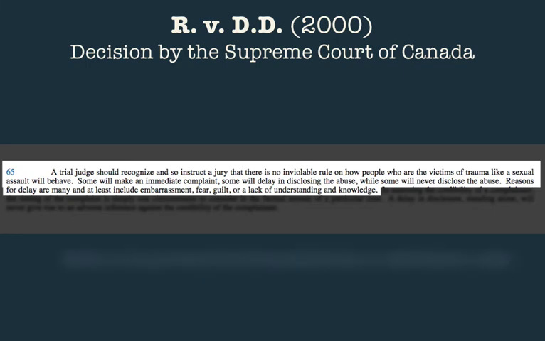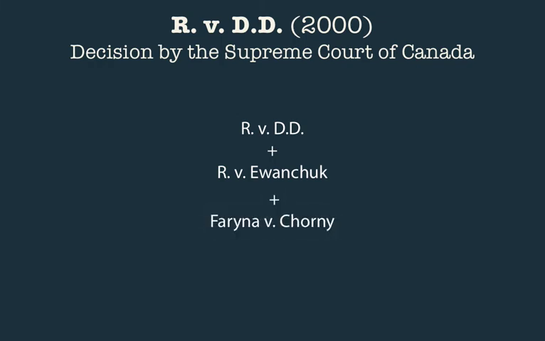When this case is cited in combination with cases like R versus Ewanchuk, which set a near impossible to overcome consent precedent, and Faryna versus Chorny, which is a civil case curiously used in criminal courts that reduces the burden of proof beyond a reasonable doubt down to a balance of probabilities, and inserted into the framework of an ideologically biased judgment, it makes it all the more easier to convict an innocent man.